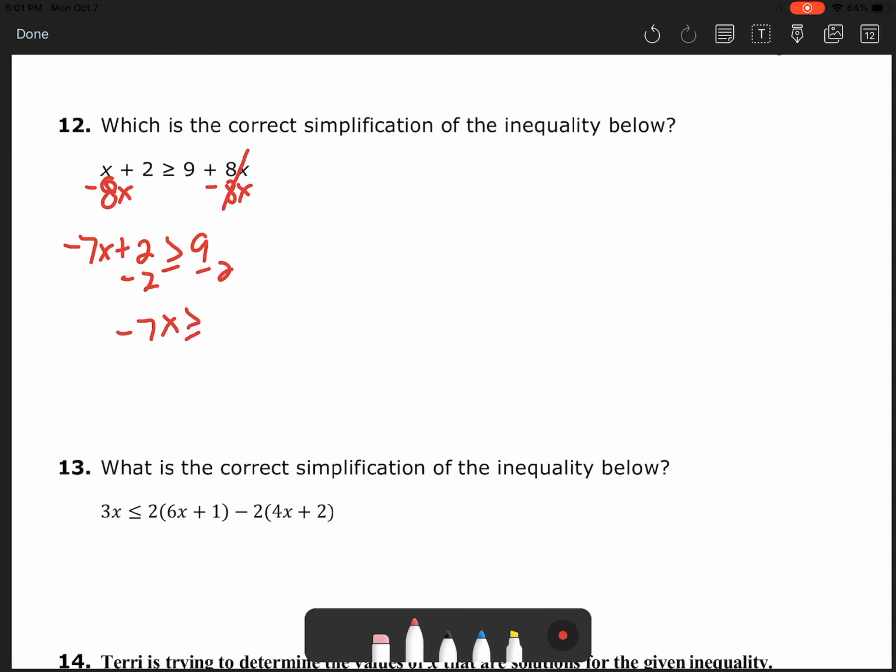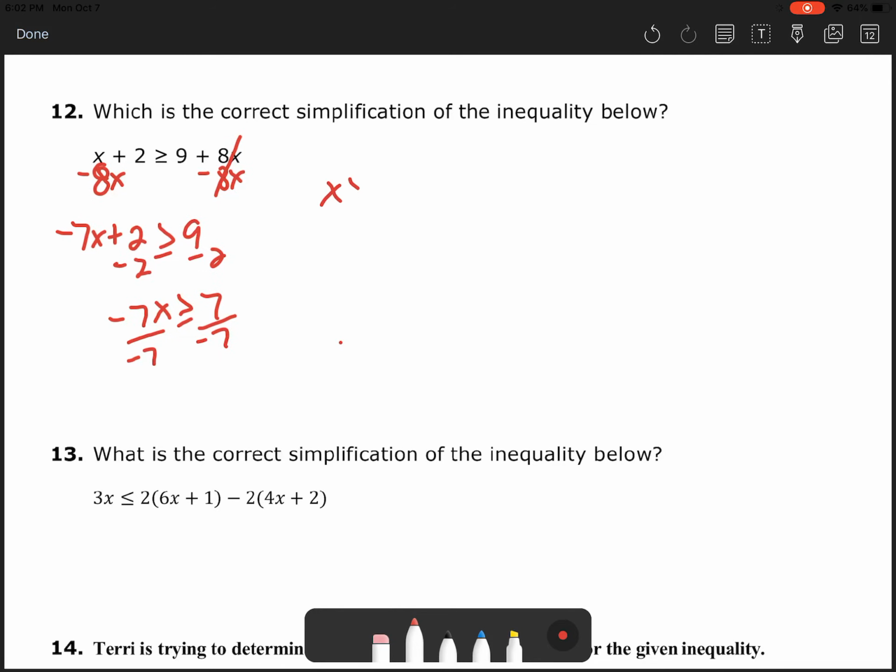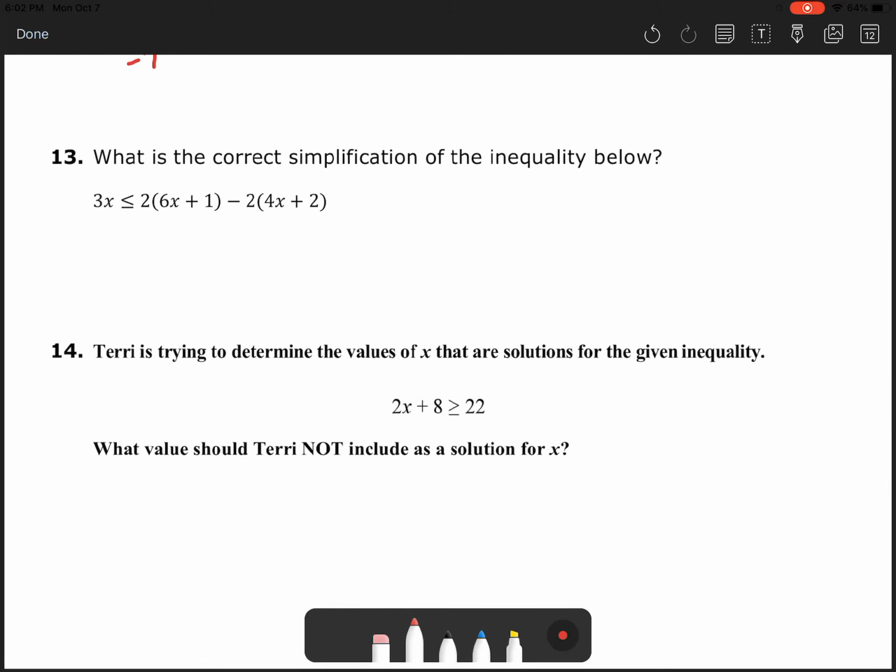It's greater than or equal to 9 minus 2 will give me 7. Divide by negative 7, divide by negative 7. That will give me x is greater than or equal to negative 1. Oops, hold on. I forgot, I made a boo-boo. I divided by a negative, so I switched. So that's going to become x is less than or equal to negative 1. Okay.